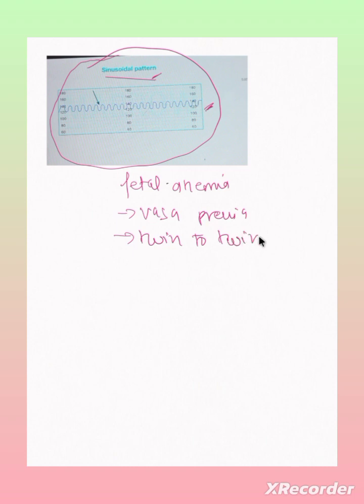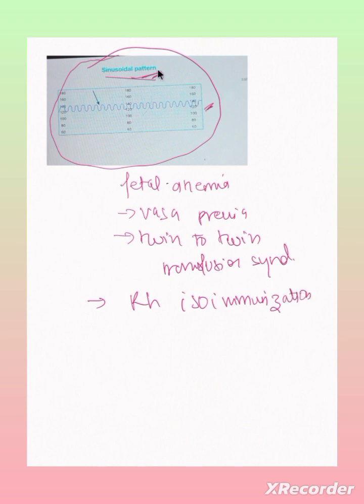Okay, and if you are getting this pattern, that indicates fetal anemia. This graph indicates fetal anemia. It is seen in which cases? It is seen in vasa previa, twin to twin transfusion syndrome, and RH isoimmunization. In these cases you see fetal anemia, and you will get a graph like this. Sinusoidal pattern. You can see the sine wave pattern here. So this will be the graph you will get.